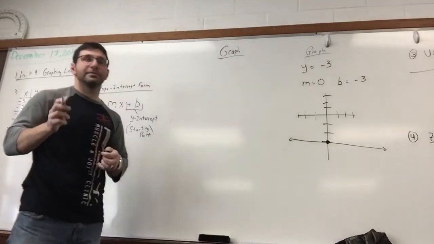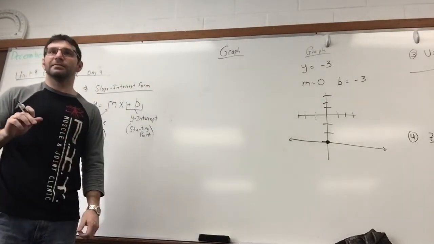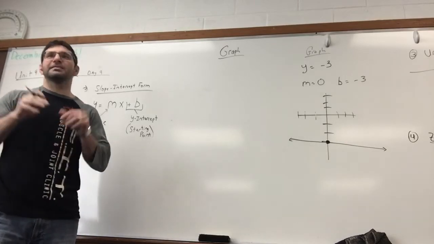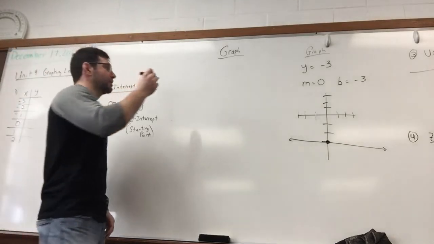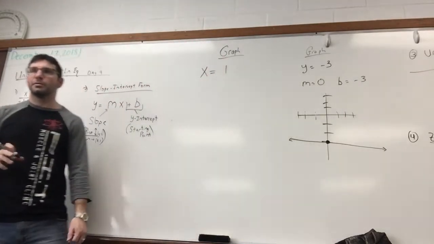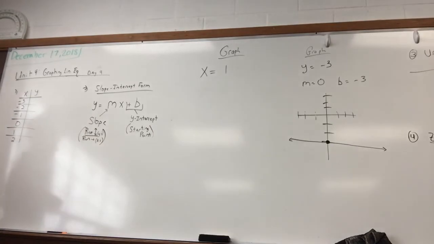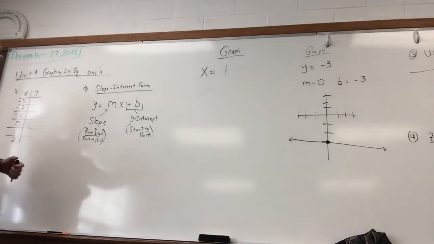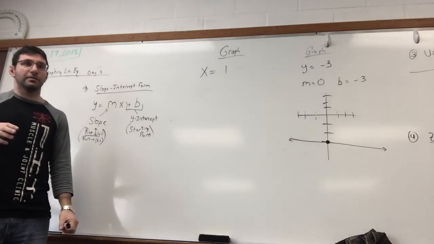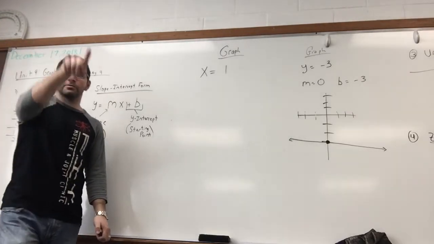Last but not least, undefined. Undefined is not in slope-intercept form. Undefined is in its own form. Undefined will be x equals 1. Now, you told me during the warm-up, I think it was actually B, you told me, what does an undefined graph look like? Vertical, it's up and down.